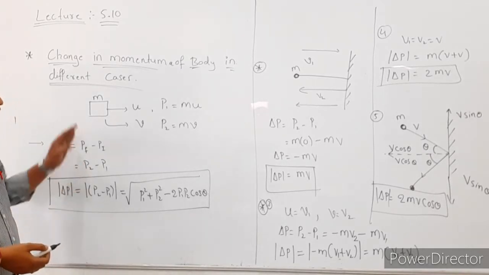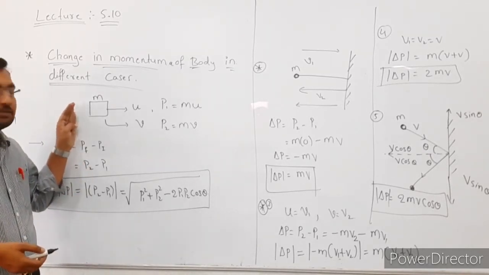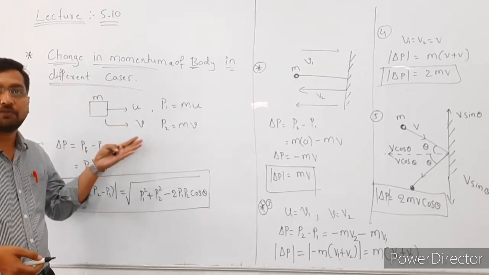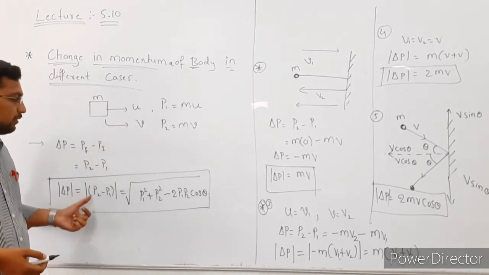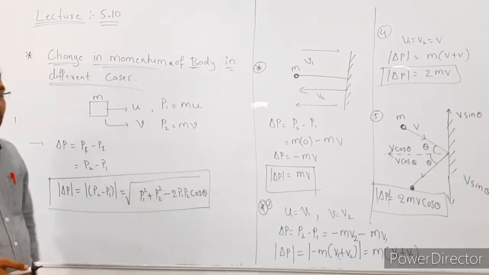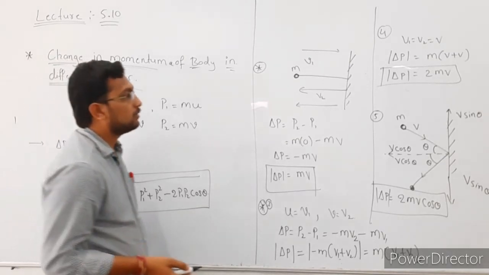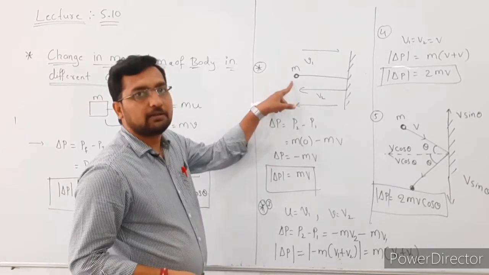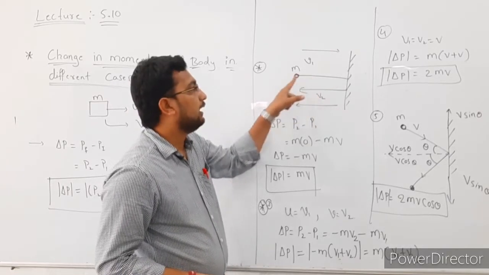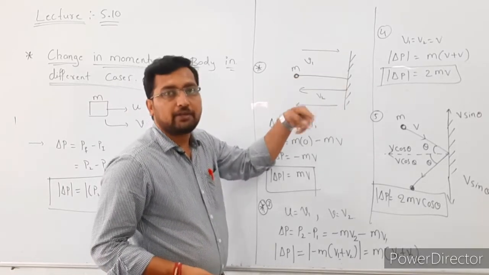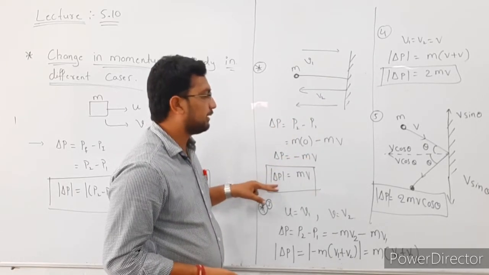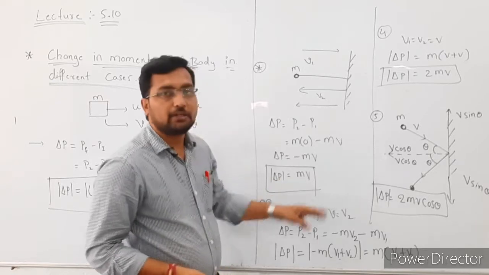The first one: the body of mass m is moving with initial velocity u. After some time its velocity changes to v, so the magnitude of the change in momentum is the magnitude of p2 minus p1, that is equal to under root of p1 square plus p2 square minus 2 p1 p2 cos theta. And the next one: the body of mass m is moving with the velocity v and hits the wall. After collision that body comes to rest. So the magnitude of change in momentum is m into v.